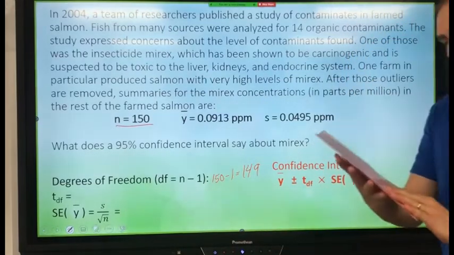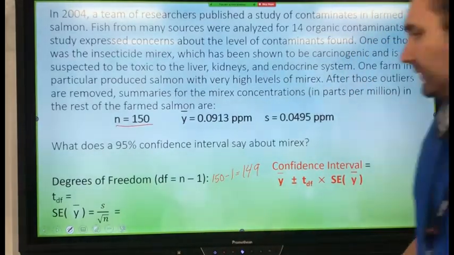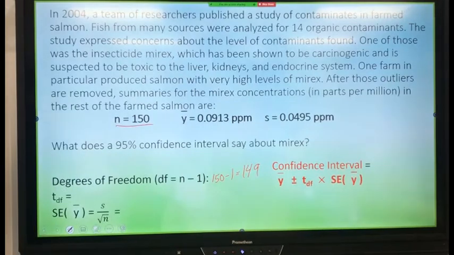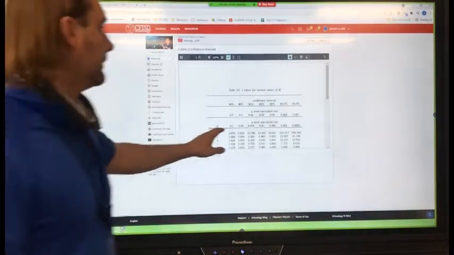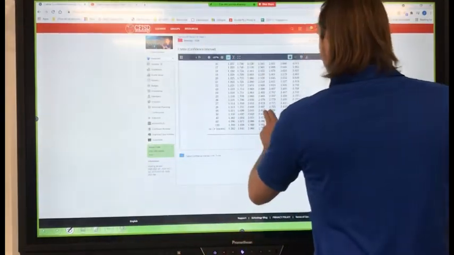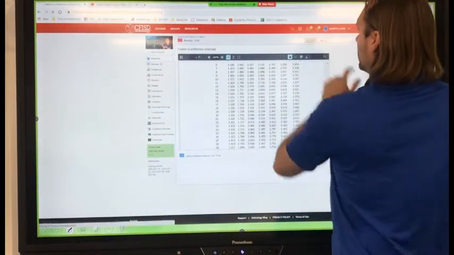This only caps out at 100, so you may want to use this other table here. This is why I put several in today's folder. See, does this go to 140? Nope. Let's use the other one.